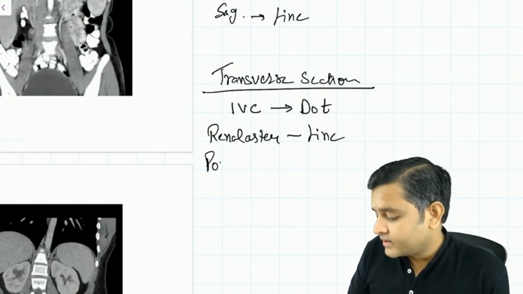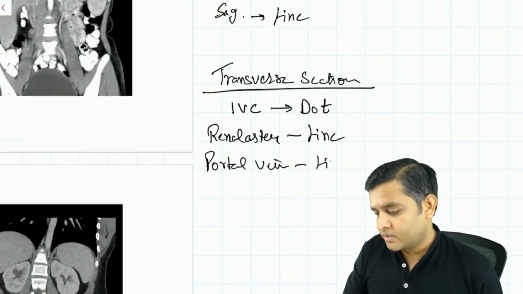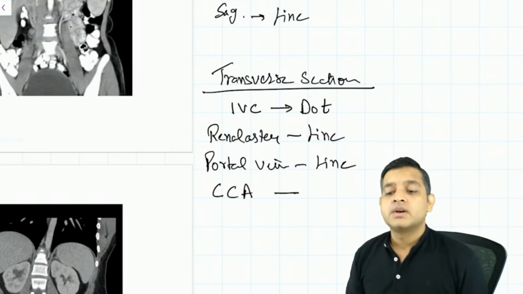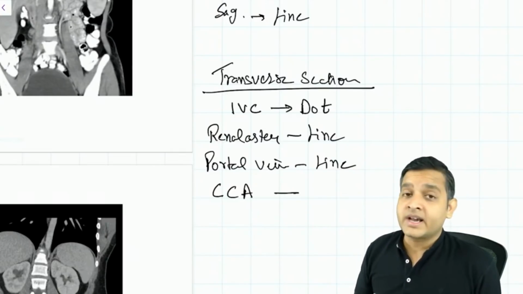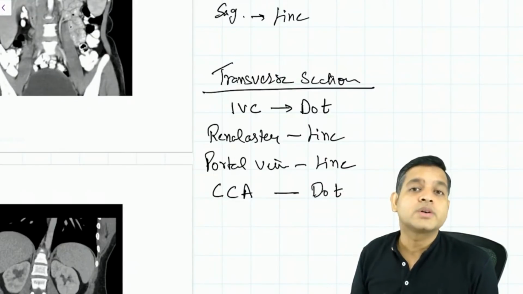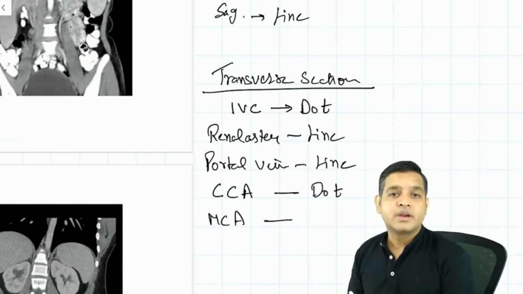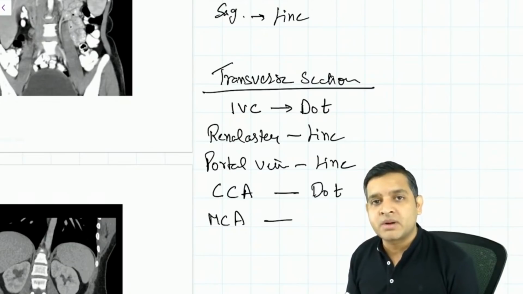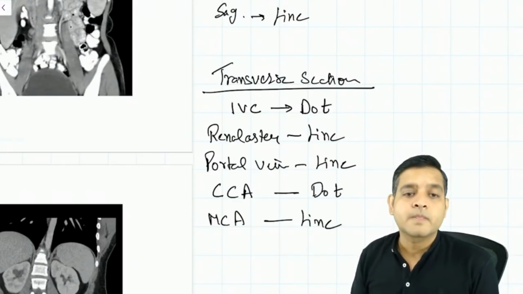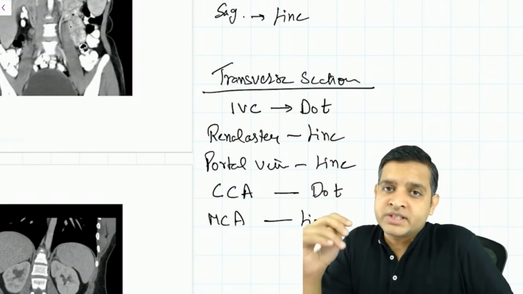Okay. Portal vein. Portal vein will be seen as a line or a dot? Portal vein will be seen as a line. Okay. Common carotid artery in the neck will be seen as a line or as a dot? Common carotid artery will be seen as a dot. Okay. MCA, middle cerebral artery. The main branch of the middle cerebral artery will be seen as a line or a dot? It will be seen as a line. So using this, you can relate which vessel is which.